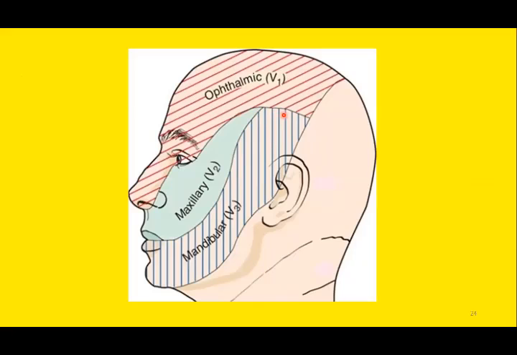Here you can see the dermatomal supply of the trigeminal nerve: V1, the ophthalmic, V2, the maxillary, and V3, the mandibular area. So this is the sensory supply of the trigeminal nerve. Neuralgia means neuronal pain. Trigeminal neuralgia: neuronal pain from the trigeminal nerve.